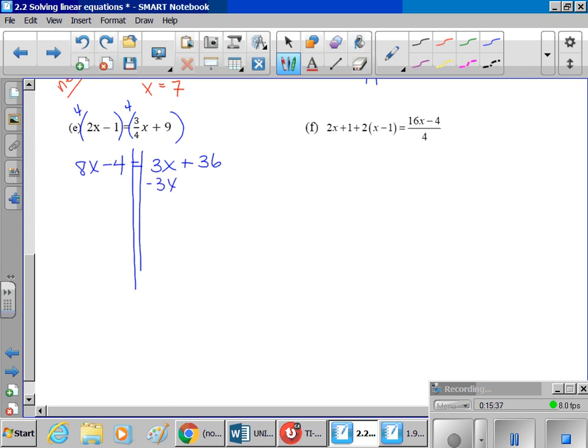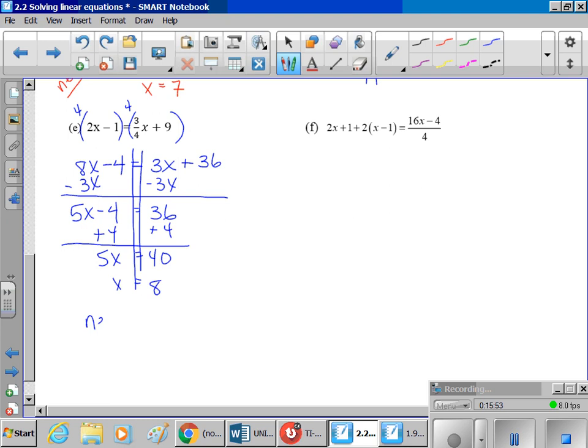Minus 3x, minus 3x, again, looking promising here. 5x minus 4 is equal to 36. Add 4 to both sides. 5x is equal to 40. X is equal to 8. So this is neither.